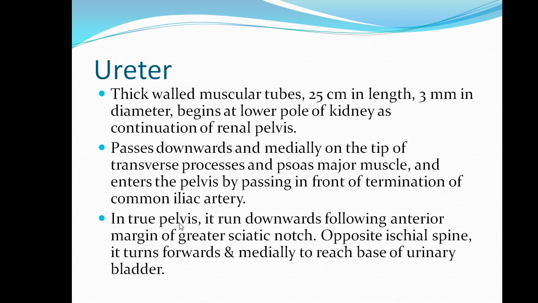In the true pelvis, it runs downwards following the anterior margin of the greater sciatic notch opposite the ischial spine. The ureter turns forwards and medially to reach the base of the urinary bladder. Nearly the upper half of the ureter lies in the abdomen, while the lower half lies in the true pelvis.